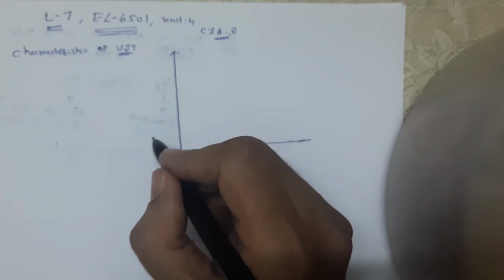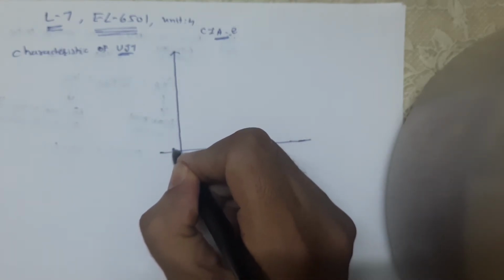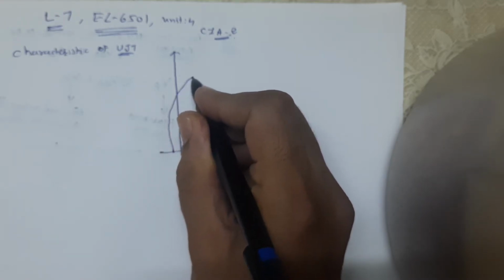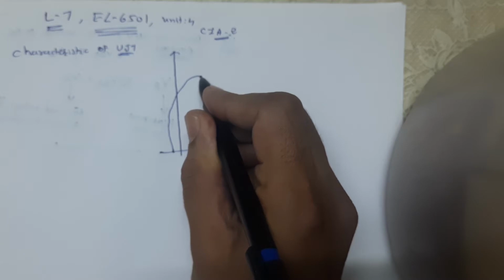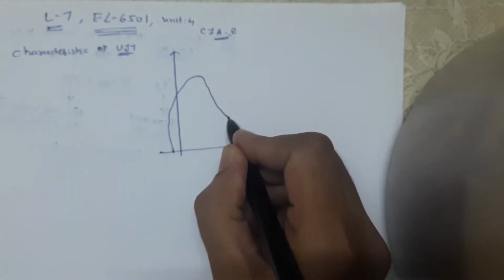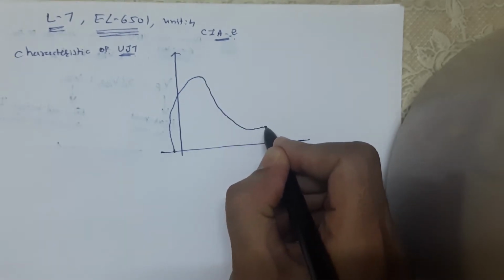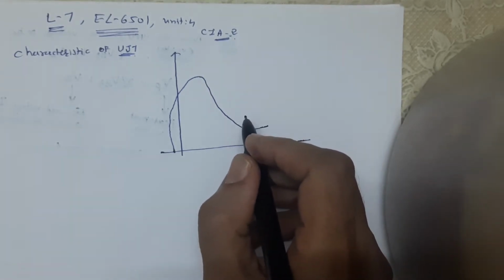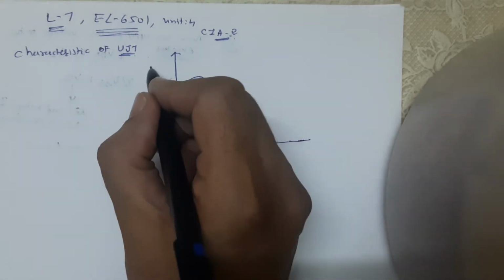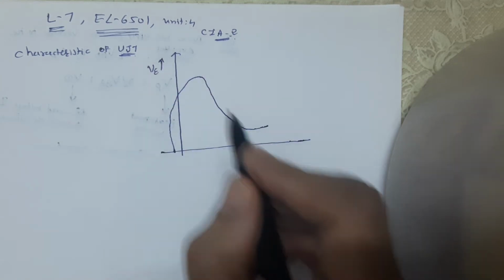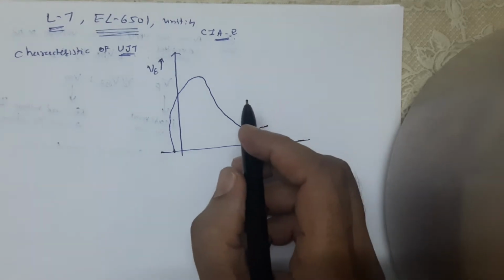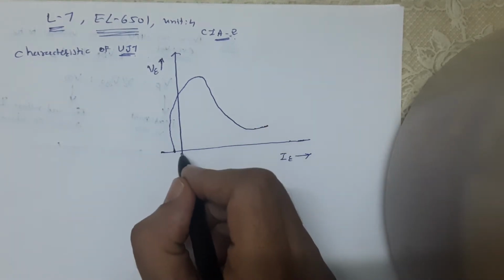This is your leakage current. From leakage current to get maximum voltage and then moves near base. This is the graph of emitter voltage versus emitter current, emitter voltage versus emitter current on y-axis. In between this is your 0.